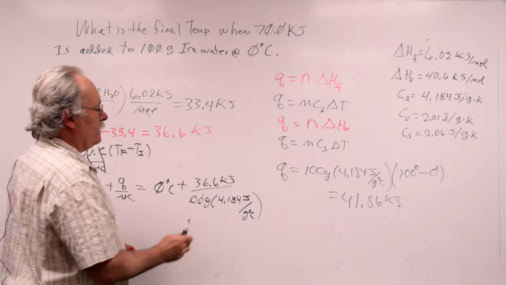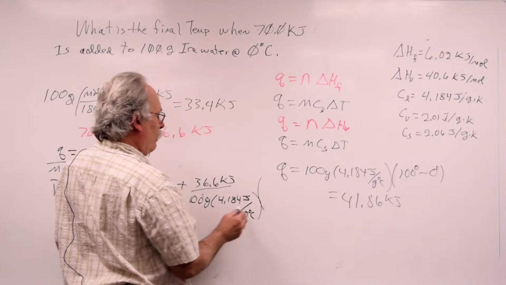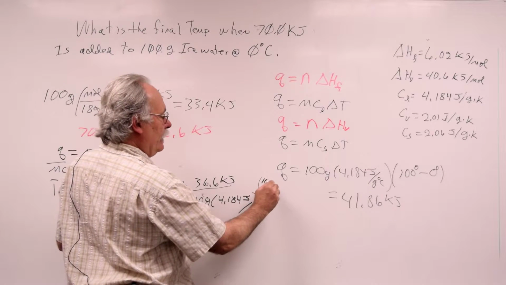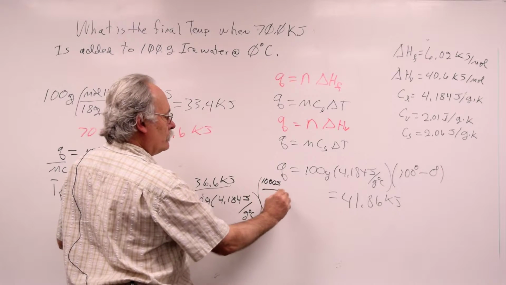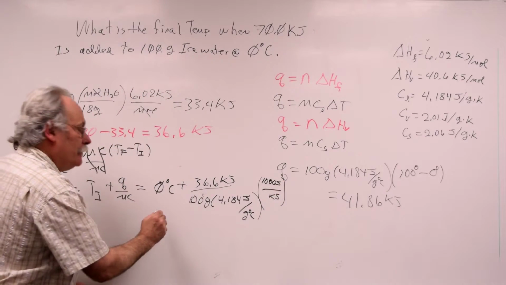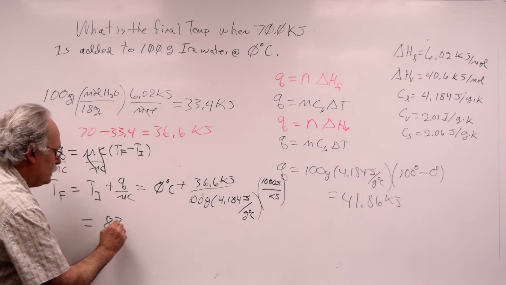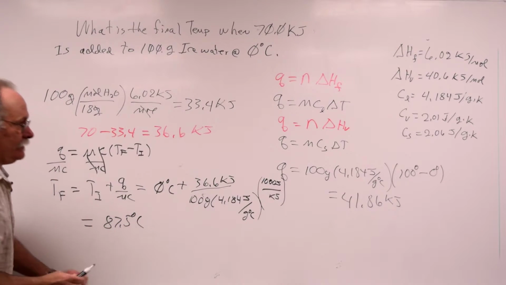And then we notice that we have kilojoules in the numerator, joules in the denominator. So we could say that there are 1,000 joules per kilojoule. And this gives us a value of TF equal to 87.5 degrees C.